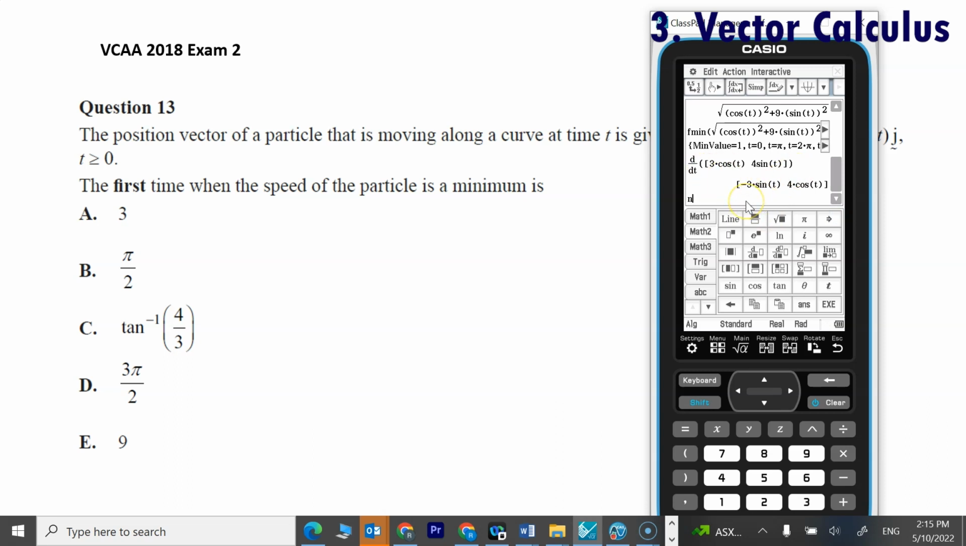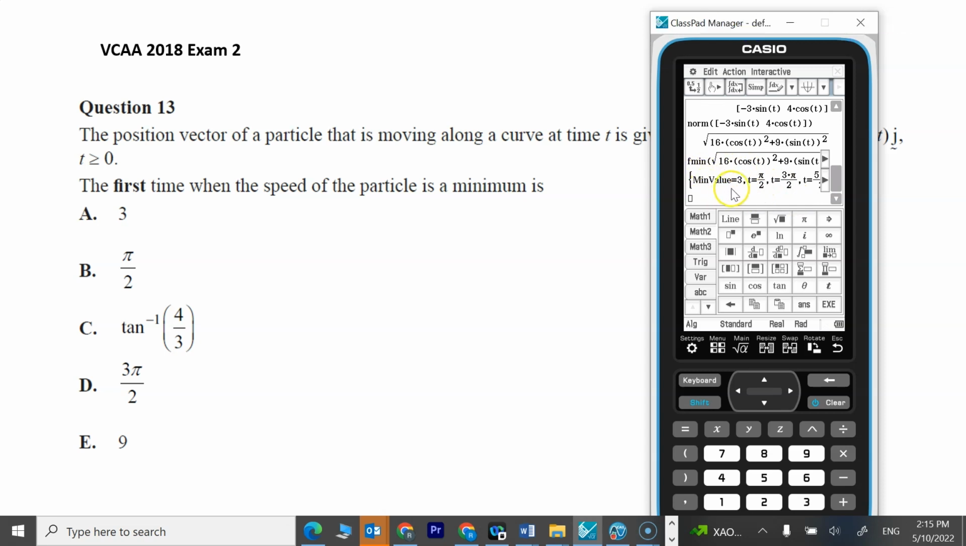Taking a derivative, we want to do the norm of that. And then fmin within our domain 0 to 10. And there we are. So it's given us the t values, and it's also given us the y value, which in this case would be the actual minimum speed. This question didn't ask for it, but that's quite nice on the ClassPad that it would actually give you the t value and the y value, or the speed.